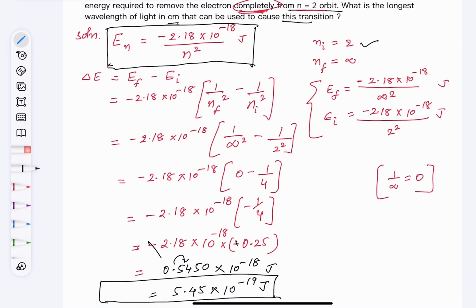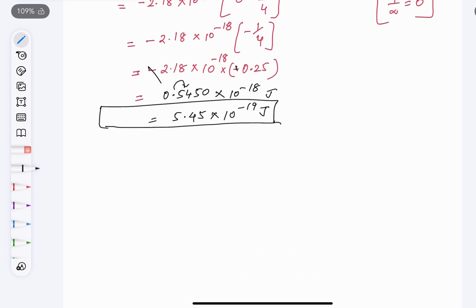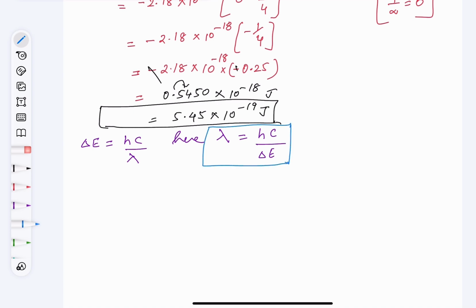Now let us try to find out the wavelength which is helping you in this particular transition. So the formula: we know that delta E is equal to hc by lambda. So here lambda we can write as hc by delta E. We will use this formula to find out the wavelength for this above transition.